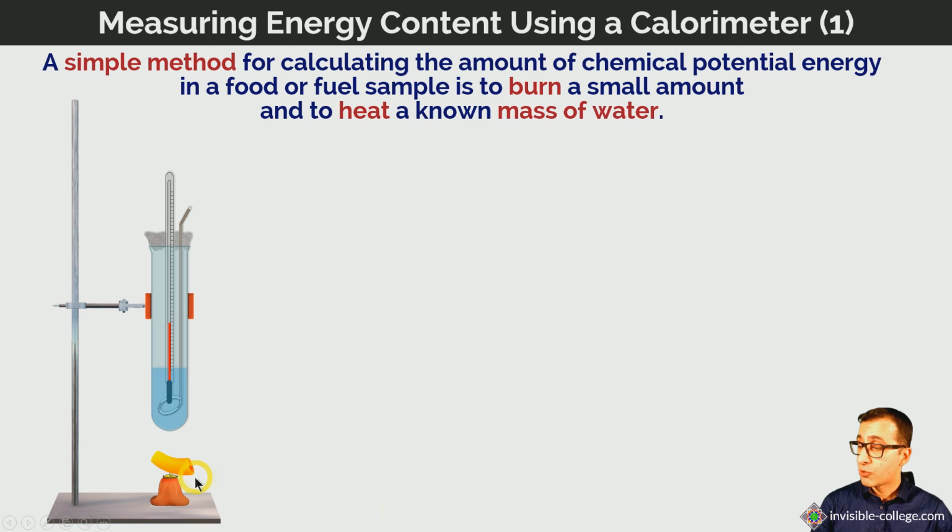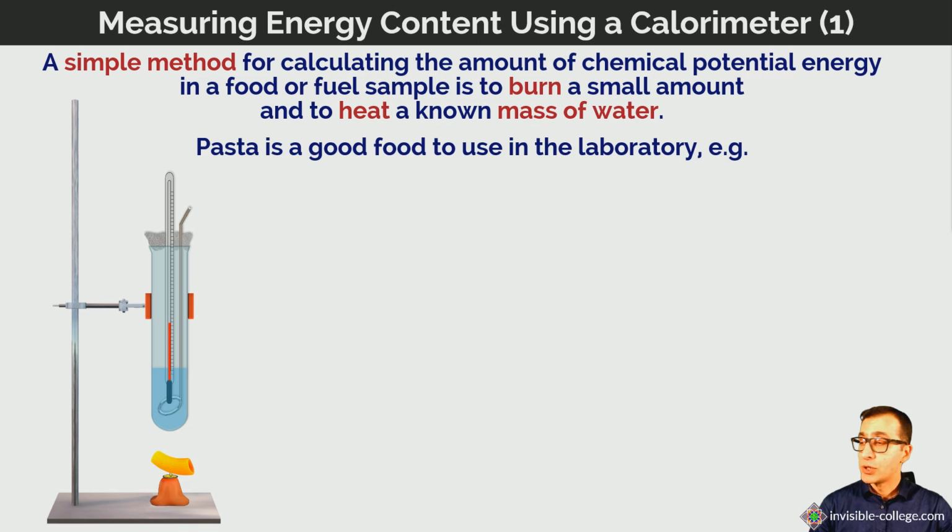So typically in the laboratory, pasta like this is a very good type of food to test because pasta is rich in carbohydrates and typically has a high energy content. So let's take a closer look at this apparatus here. So we have the boiling tube suspended above where the pasta is, and we're about to set light to the pasta. We position it underneath the boiling tube so that when it does start to burn, the flame will heat the bottom of the boiling tube.